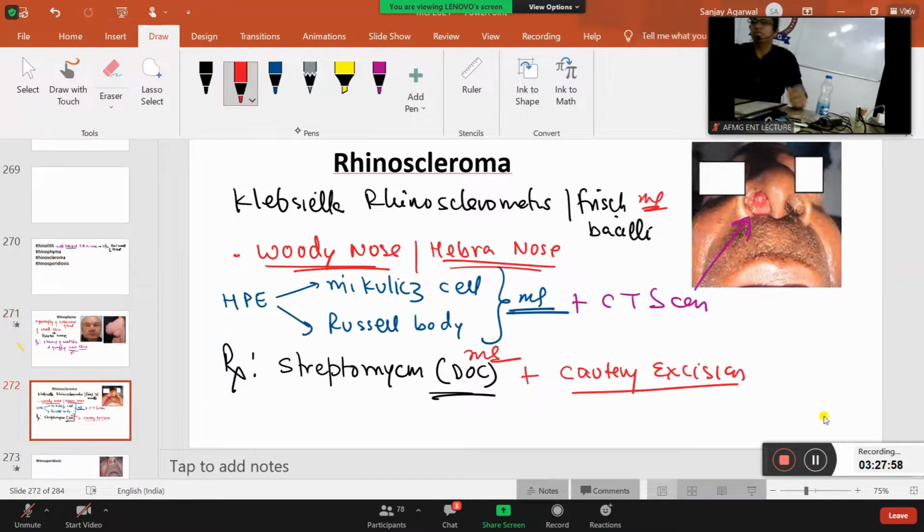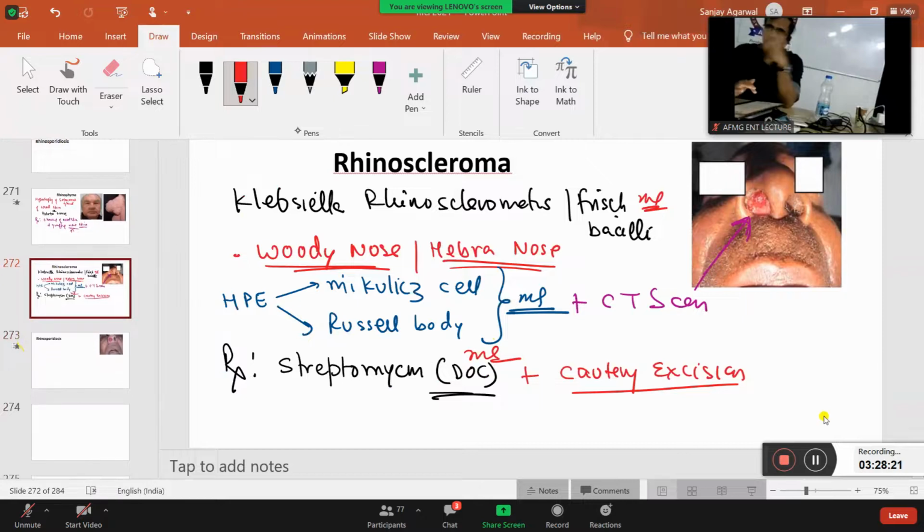Laser भी कर सकते हैं, but nose में laser कम करते हैं. So if you write laser plus or laser, it's okay. But cautery is preferred over laser. So I'll only mention cautery, but you can mention if you want to. The laser is an option. Laser surgery. In nose we don't prefer to use laser. Cautery is preferred.